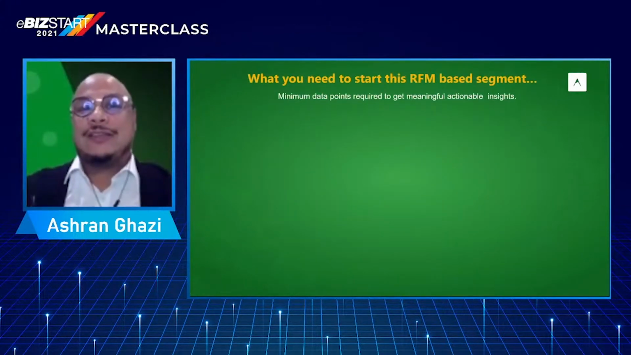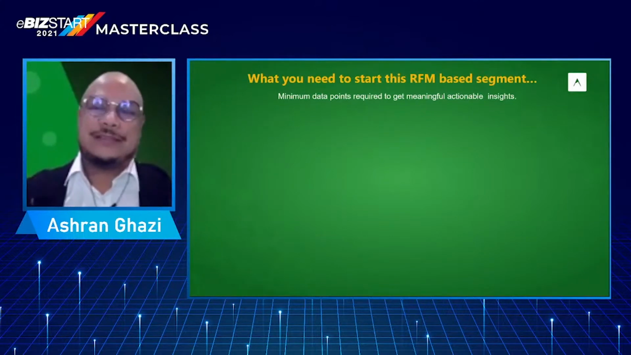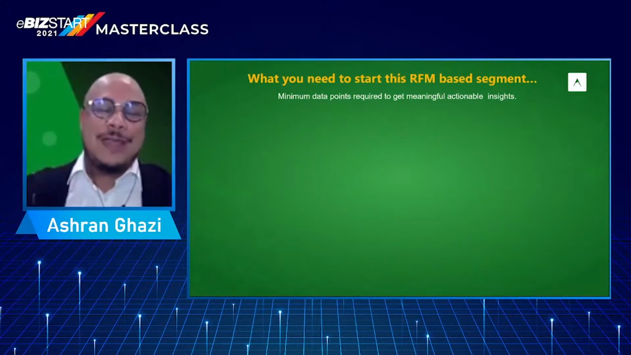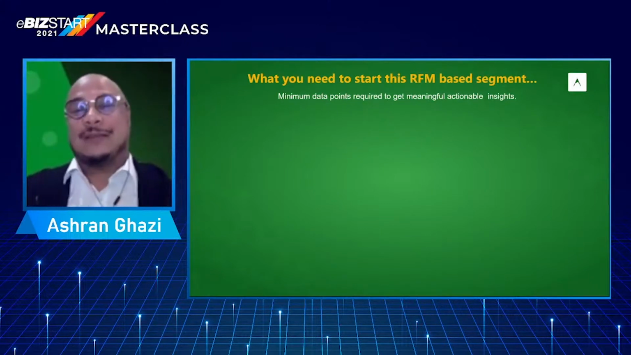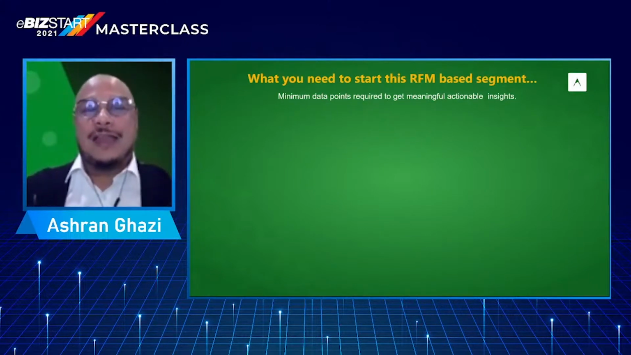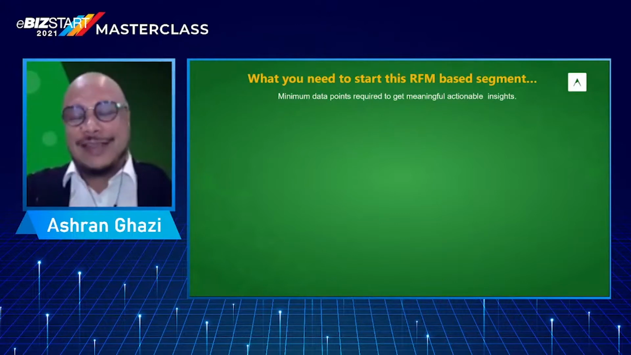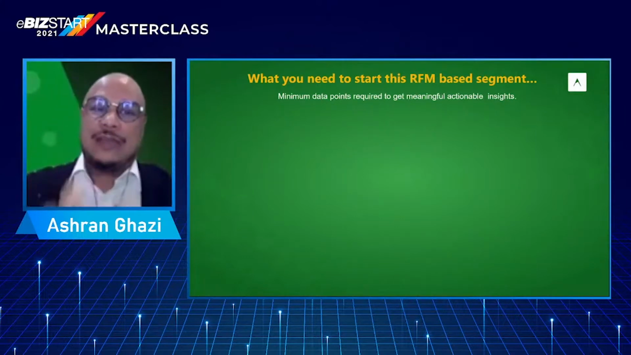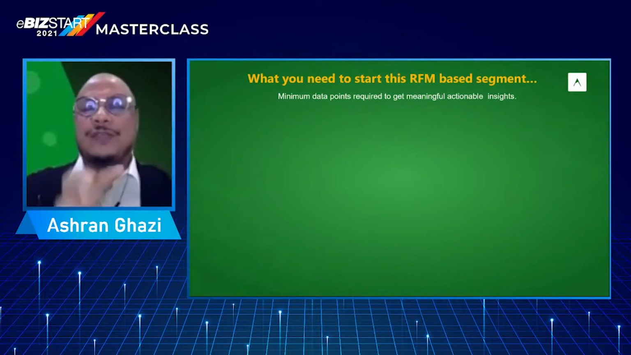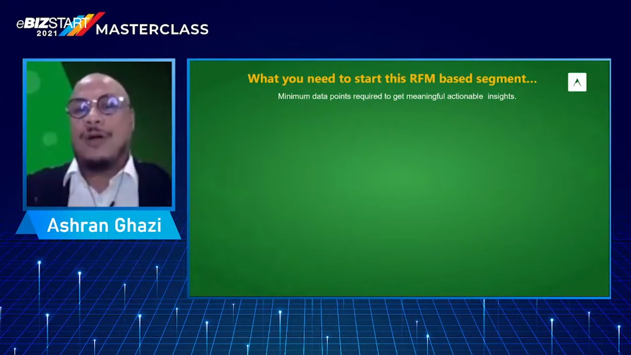Now, what do you need to kickstart this RFM segmentation? You must be wondering. As I mentioned to you, all you need at the bare minimum is, as long as you're running an e-commerce platform, you ought to be capturing some of this already. And if you have your loyalty and CRM programs running, it just means that you've got more data to play with. But what I want to highlight to everyone here is the minimum data points for you to be able to do some form of RFM-based segmentation.